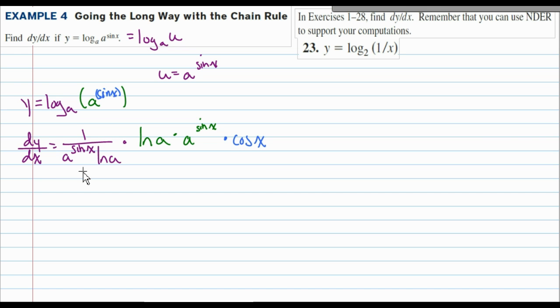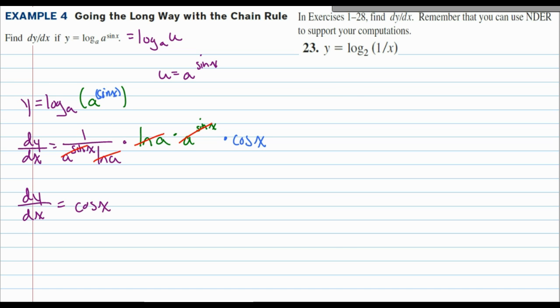So again, here's the first layer dealing with log base a of u. Then here's the second layer dealing with a to the u. And then here's the third layer with just taking the derivative of that exponent, which is cosine of x. So now let's simplify some things out. Oh my goodness, look at that. As if you didn't know that was going to happen. So the derivative is in fact cosine of x.